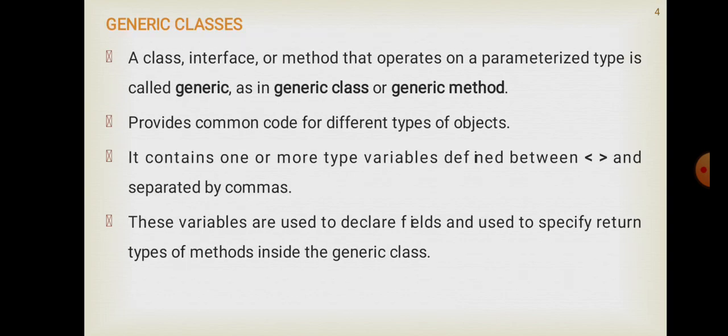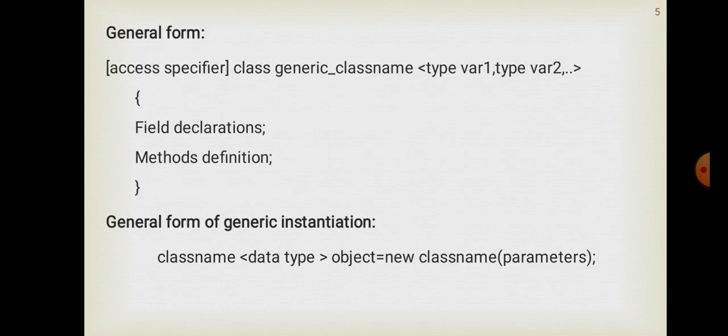Next we are going to discuss generic classes. A class, interface or method that operates on a parameterized type is called generic. It is called a generic class or a generic method. It provides common code for different types of objects. It contains one or more type variables defined between angle brackets and separated by commas. These variables are used to declare the fields and to specify the return type of the methods inside the generic classes. So it accepts any kind of data type.